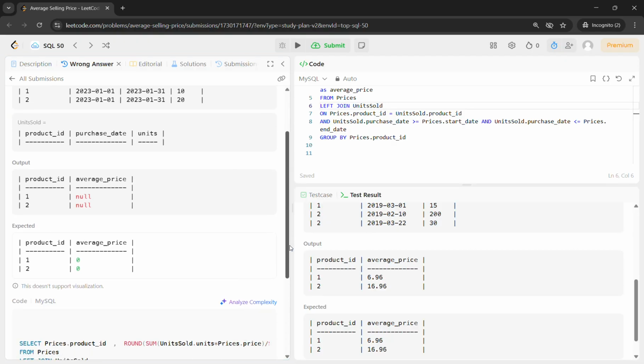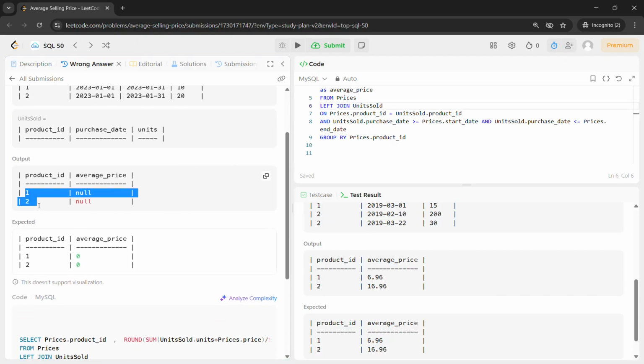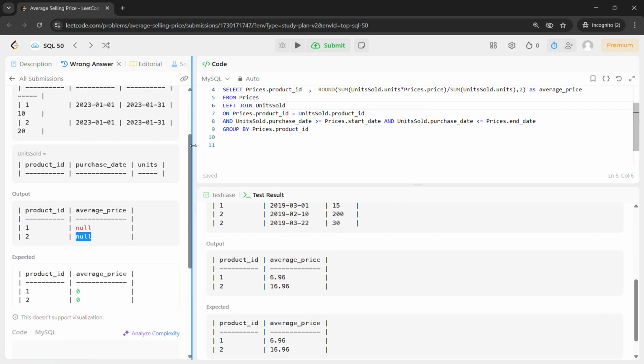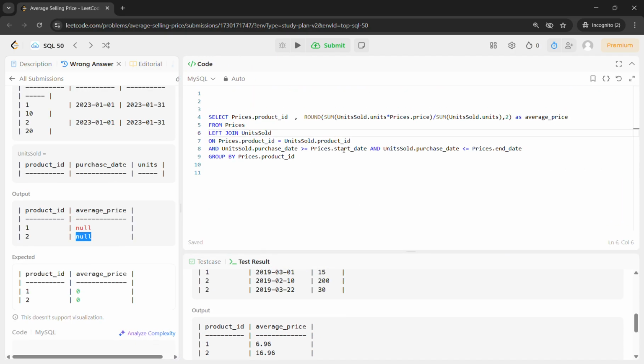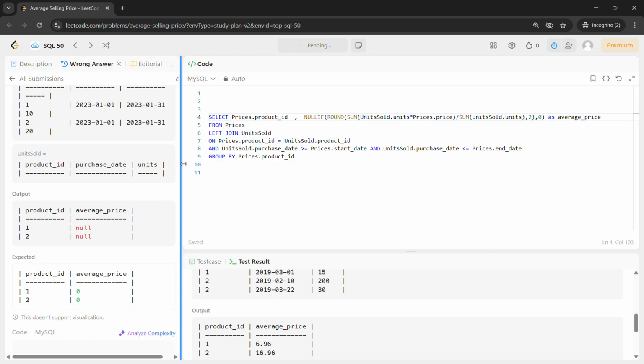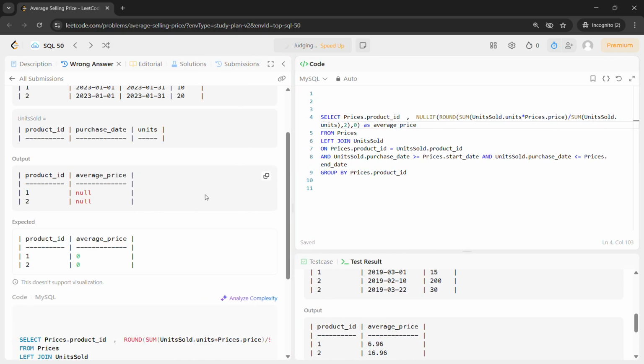Now if you see, because of the left join I started getting 1 and 2, but here it is coming as null, but I want it as 0. Why is it coming as null, right? Because of this one, this is returning null. But what I can do, we can write if it is null. For that we have the null if function. If it is null, we have to return 0, right? So let me submit it now. Now it should work for all the cases.